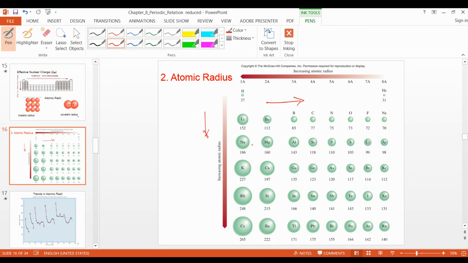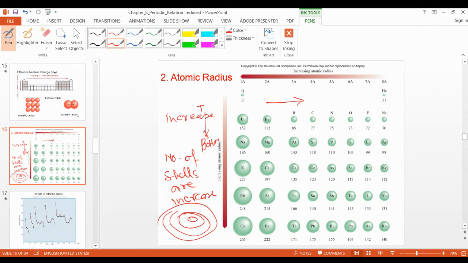So why does it decrease and why does it increase? Sometimes the question may be asked. The atomic radius, why does it increase from top to bottom and decrease from left to right? So what is the reason? From top to bottom, increase. The reason is the number of shells increases. Number of shells are increased like this.